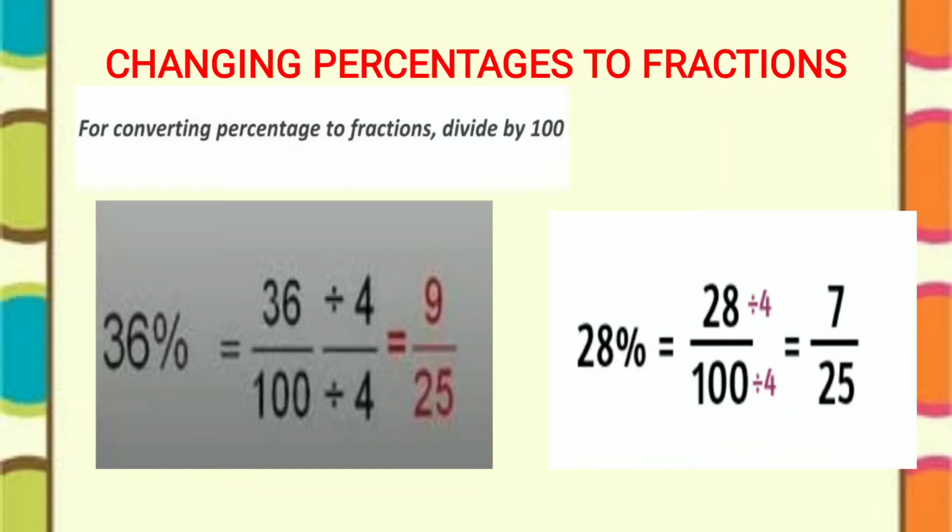Now the next example is 28%. 28% means 28 out of 100. So 28 by 100, you can reduce by the common table. I will take the 4 table. 4 7s are 28 and 4 25s are 100. You will get the answer 7 by 25. I cannot reduce 7 by 25 any more, so your final answer is 7 by 25.